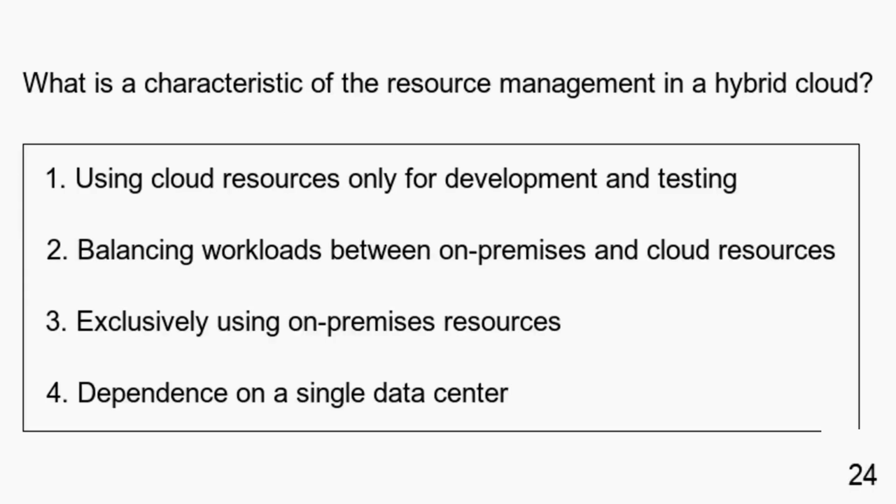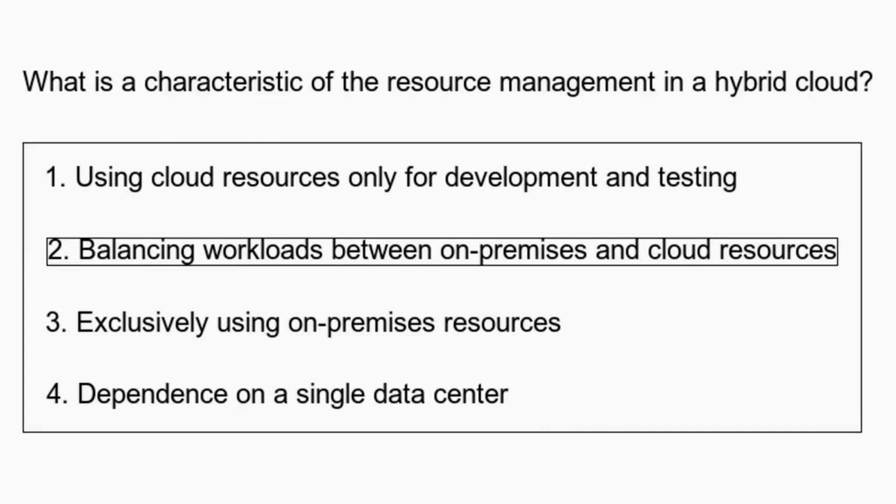What is a characteristic of the resource management in a hybrid cloud? Using cloud resources only for development and testing. Balancing workloads between on-premises and cloud resources. Exclusively using on-premises resources. Dependence on a single data center. Resource management in a hybrid cloud involves balancing workloads between on-premises and cloud resources to optimize performance and cost.